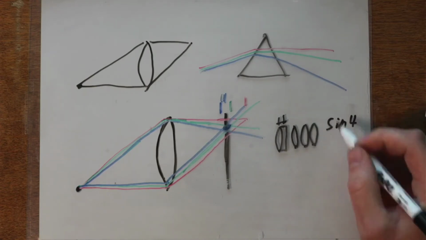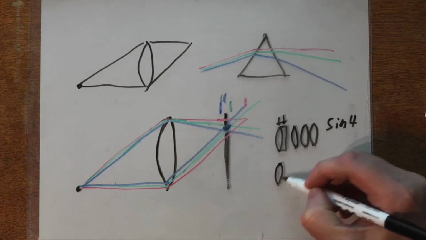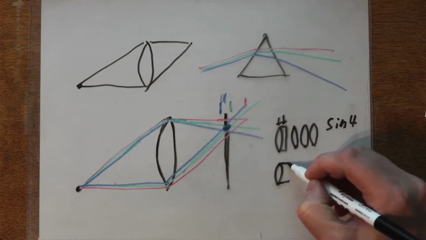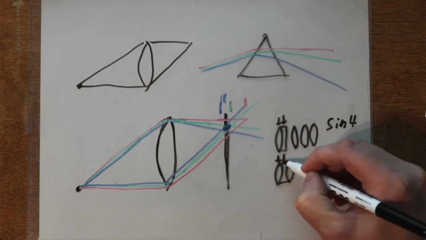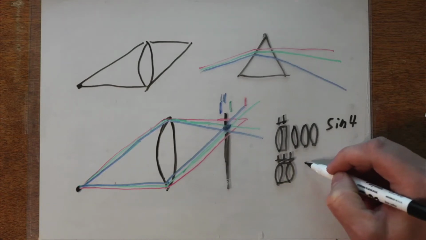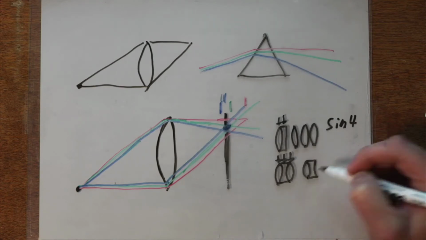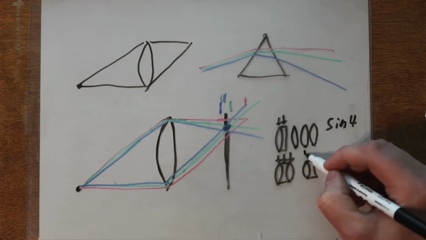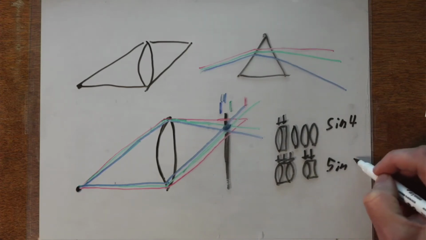I could have 5 lenses in 2 groups, and there are some lenses that do that. If I had something like this, where I have a triplet, which is 3 lenses stuck together, and a doublet, which is 2 lenses stuck together, so there's 1, 2 glued together, this is 5 lenses in 2 groups.